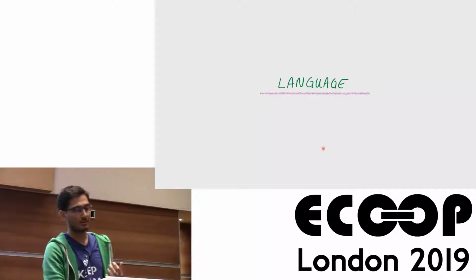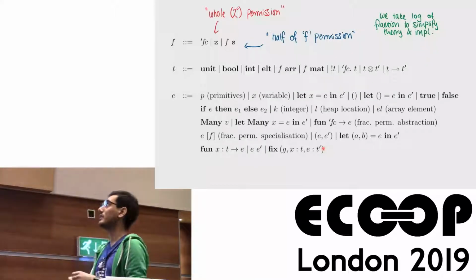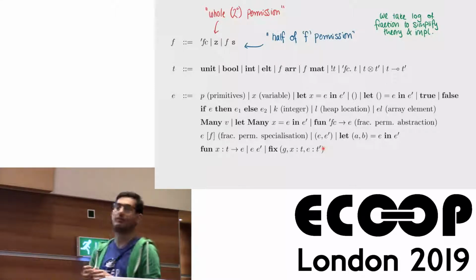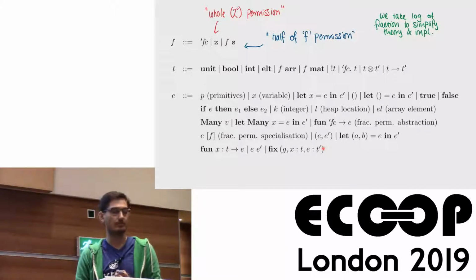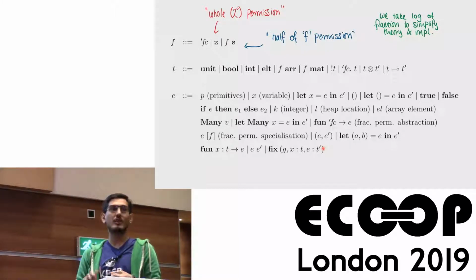So let's start with NumLin syntax. Here's a quick summary of the types and expressions in NumLin. The thing I want to focus the most on is the one at the very top, F, which represents fractional permissions. So we either have a variable, a Z, or f of s.